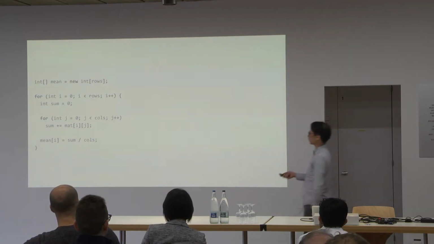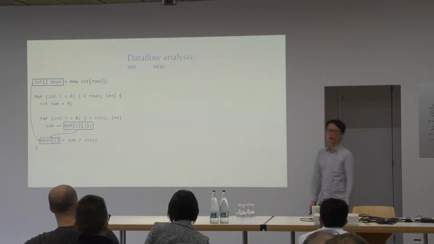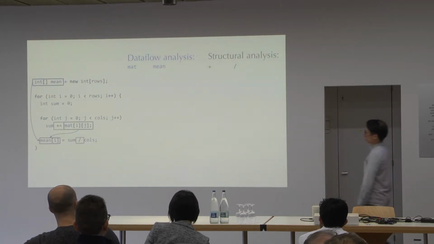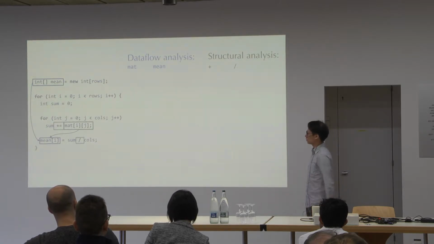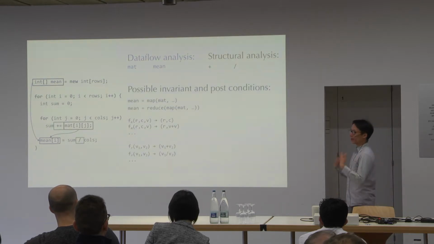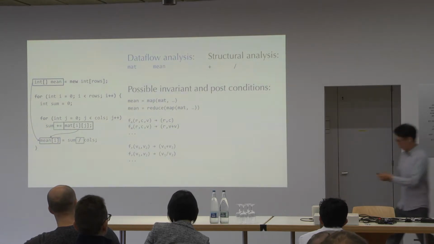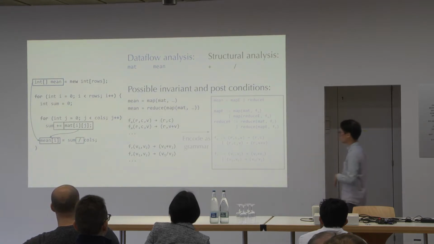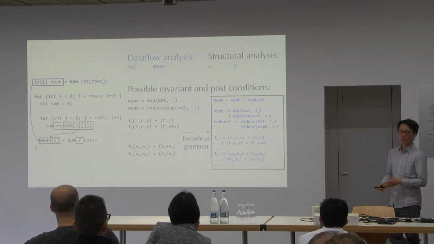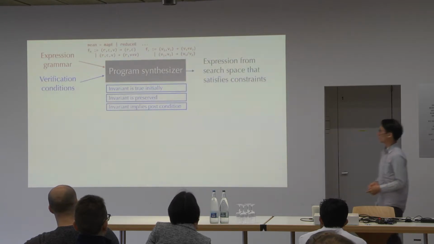For instance, given the same program that we have seen before, we can do simple data flow analysis to figure out that there are two arrays that we are trying to manipulate. Furthermore, there are a bunch of different operators, like addition or division in this case. Given that, we can now try to guess different loop invariants and post conditions written using the high-level DSL that we just designed. But of course, being good PL researchers, we encode this as a grammar, because that succinctly describes the entire search space, and we can then put it into the program synthesizer.